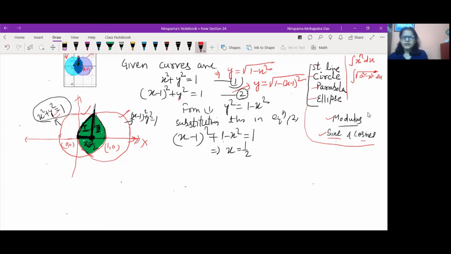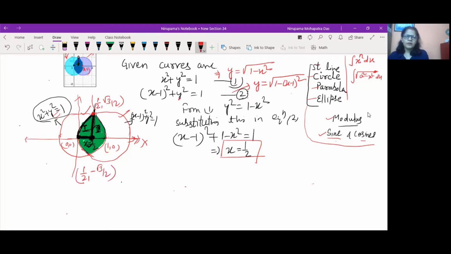Okay, so now x equal to 1 by 2 is clear. So this partition is basically x equal to 1 by 2. It is up to you whether you find y or not. Not an issue, because if you want to find y, this point will be (1/2, root 3 by 2), and this point is (1/2, minus root 3 by 2).